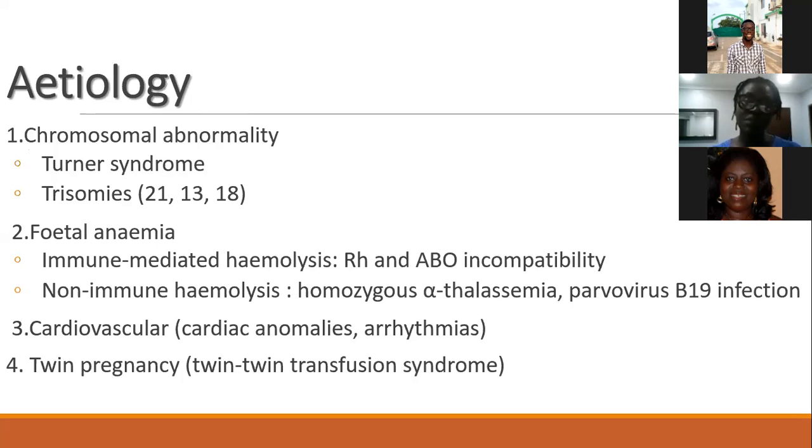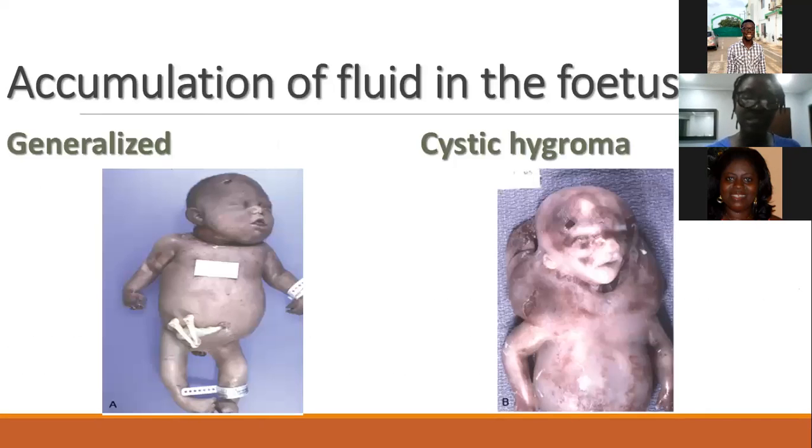So trisomy means you have 3 copies of that particular chromosome. So trisomy 21 means you have 3 copies of chromosome 21. Trisomy 13 means you have 3 copies of chromosome 13 and so on. Or it can be caused by fetal anemia. It can also be caused by cardiac anomaly and then twin pregnancy, whereby you have a twin-to-twin transfusion syndrome. So one twin gets a lot of blood at the expense of the other twin. So these are postmortem pictures of fetuses with Hydrops Fetalis. So this is generalized, and this is a baby with the fluid accumulation just around the neck.